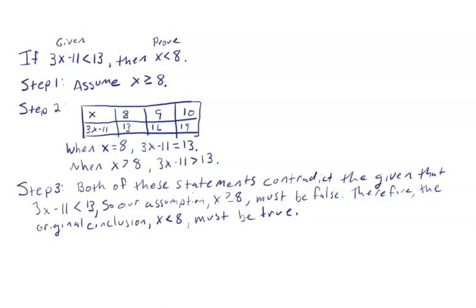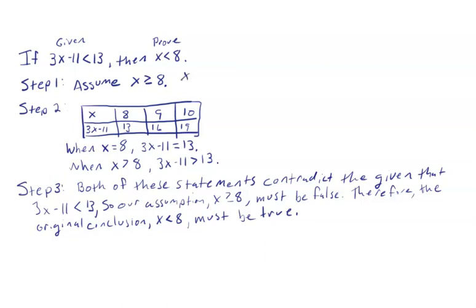So in a quick walkthrough of what we did here. First, with the conditional statement, the hypothesis is the given. So if 3x minus 11 is less than 13, that 3x minus 11 is less than 13 is given. It must be true. Then x is less than 8, the conclusion to the conditional statement, is what we're trying to prove. In step 1, we assume anything that's not what we're trying to prove. So we're assuming the opposite of what we're trying to prove. So here, that is x is greater than or equal to 8.